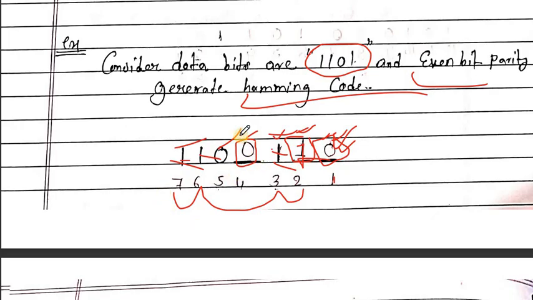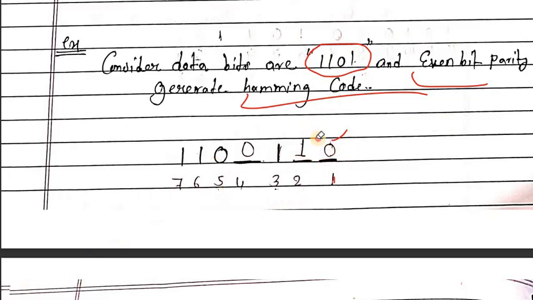Now for R3 we consider the 5th, 6th and 7th places. Counting the number of ones in places 5, 6 and 7, there are 2, which is an even number of ones. So we place 0 here.